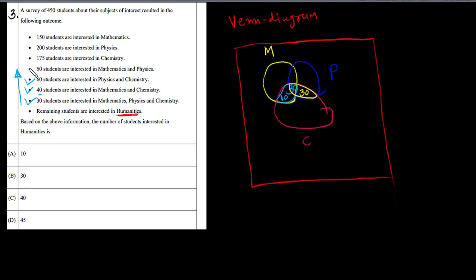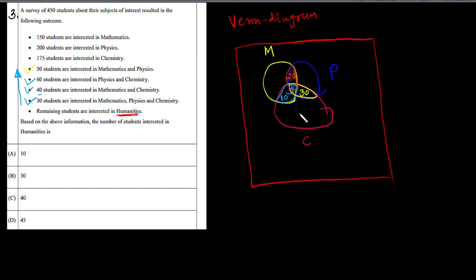So now let's move to this next statement. So now here this statement says 50 students are interested in mathematics and physics. That means this area, this one and this one. So now we have given the 50 students. So we have already taken 30. So I can say 20 students are there which are interested in only mathematics and physics.